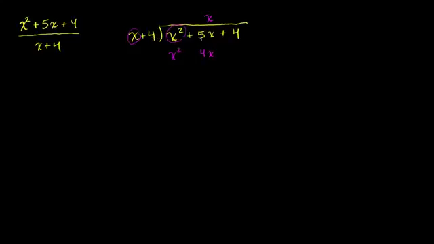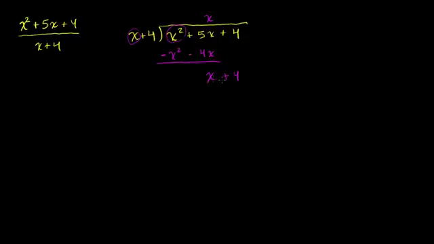And then, of course, we're going to want to subtract these from there. So let me just put a negative sign there. And then these cancel out. 5x minus 4x is x. 4 minus 0 is plus 4. x plus 4, and you could even see this coming.